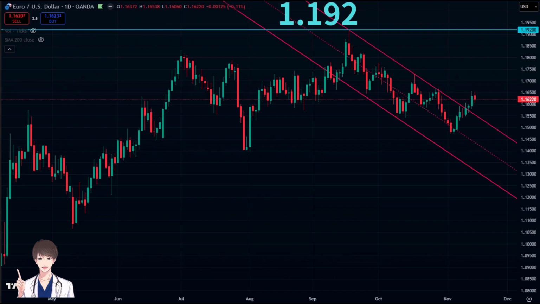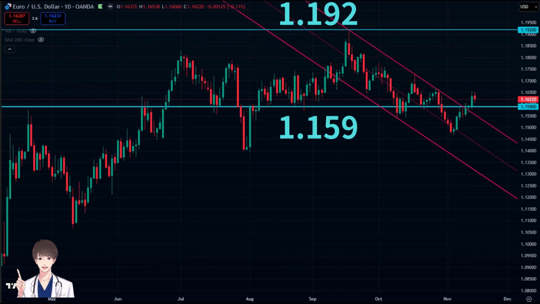Last week, price broke above the upper boundary of this descending channel, and also moved clearly above the key resistance at 1.159. Even so, no strong directional trend has appeared yet on the daily chart, and for now, we view this timeframe as being in a neutral, trendless phase.